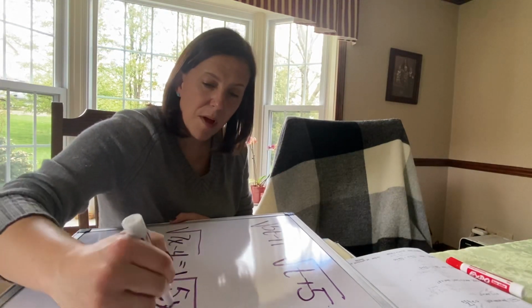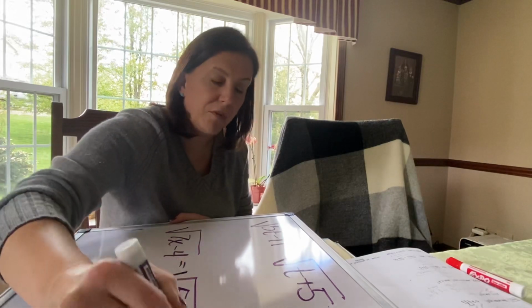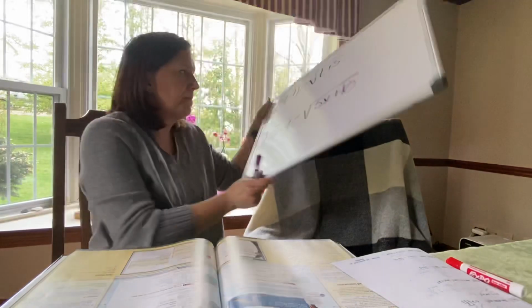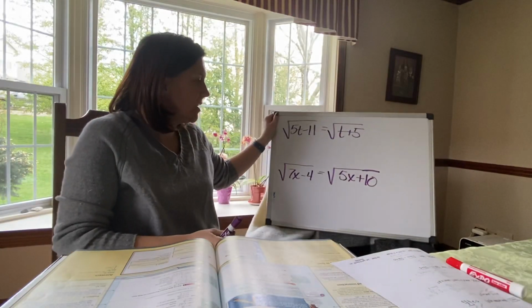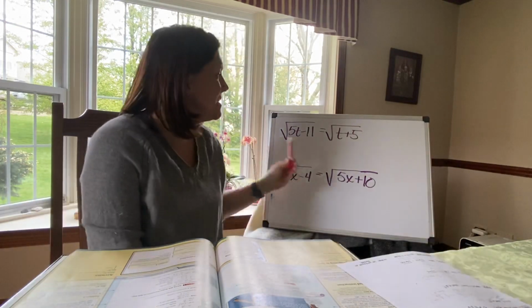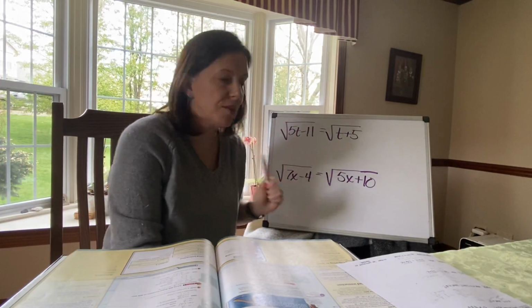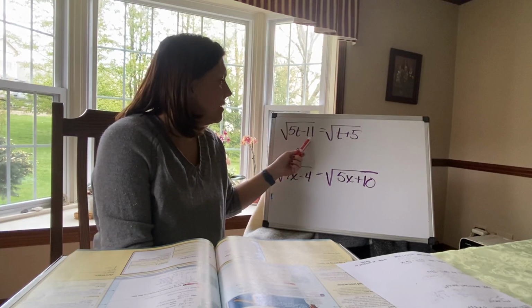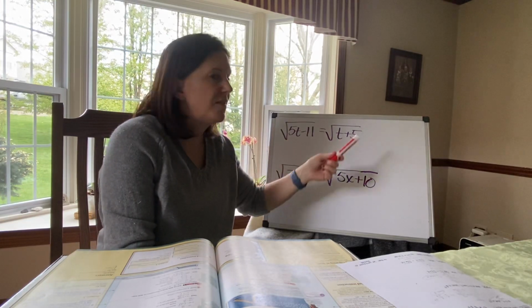So I'm putting up one practice problem for us to do together, one example, and then one practice problem. I hope I left enough space. I think I did. Okay, so this time I have radicals on both sides of the equation. I have the square root of 5t minus 11 equals the square root of t plus 5.